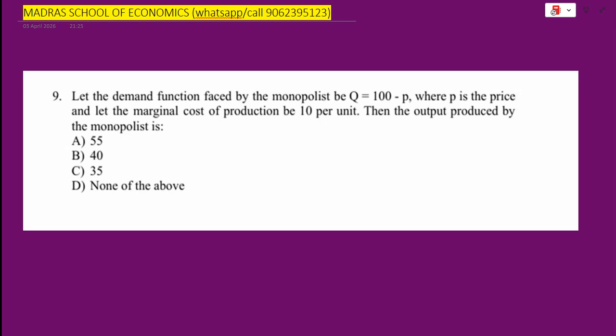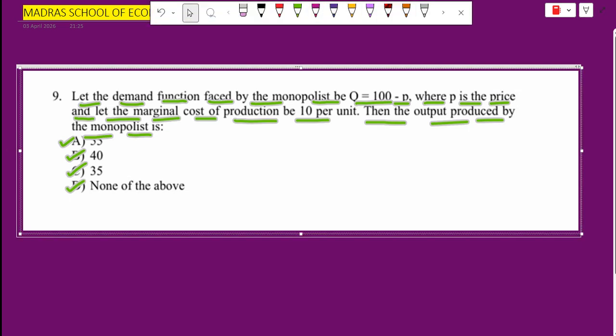So look at the question. The question says, let the demand function faced by the monopolist be Q equals 100 minus P, where P is the price, and let the marginal cost of production be 10 per unit. Then the output produced by the monopolist is option A, 55, option B, 40, option C, 35, and option D is none of these. Okay, so let's discuss this.